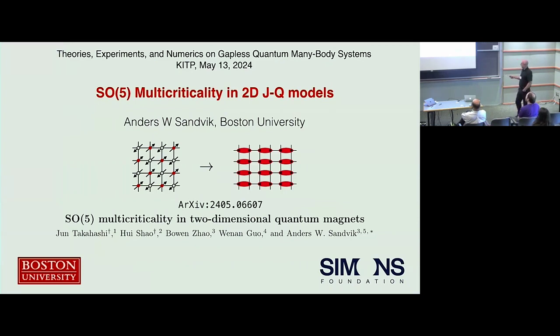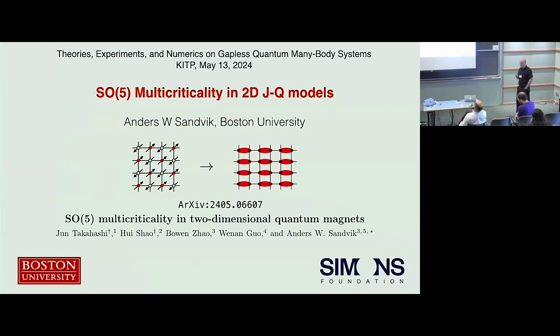So this is also my way of introducing my co-authors here. Jun Takahashi, he was my postdoc a few years ago, and now he has been at the University of New Mexico for a couple of years, and he just moved back to Japan now. Hui Xiao, she's also a former postdoc, now professor at Beijing Normal University, where Wenan Guo, my long-term collaborator, is also. Bo Wen Zhao is a former PhD student from BU.